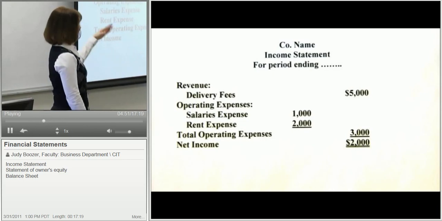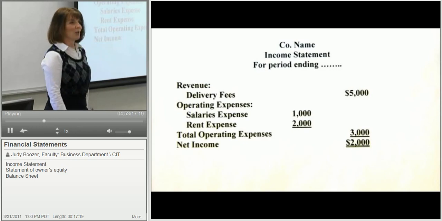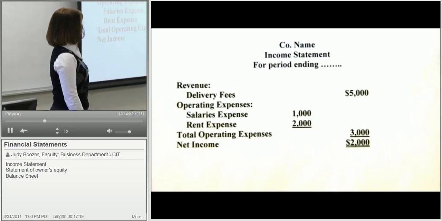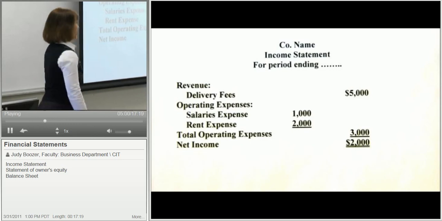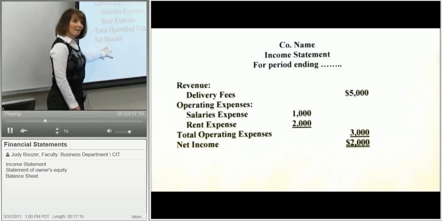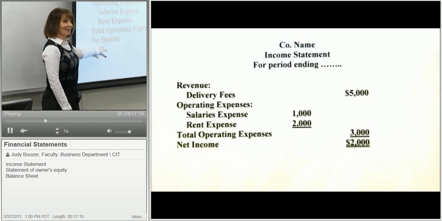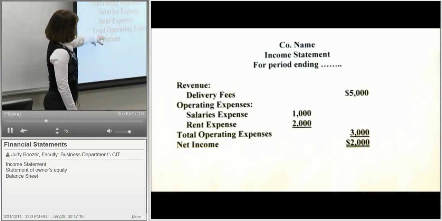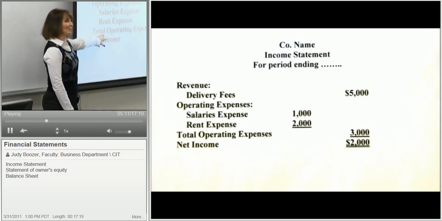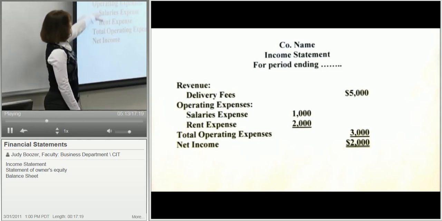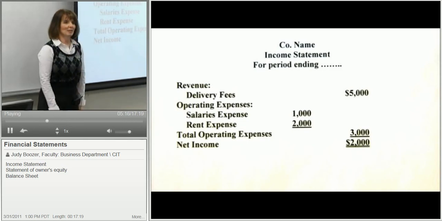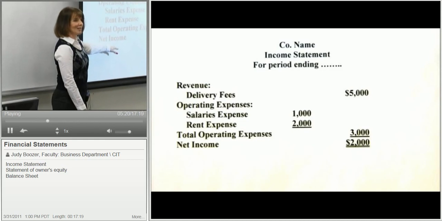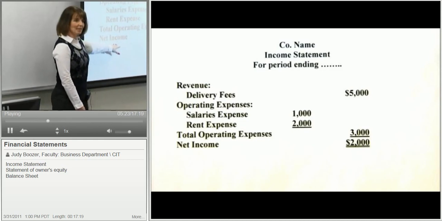Because you're going to do a computation. You're going to take the $3,000 in total operating expenses and subtract it from that delivery fees. And the end result is net income. What if that had been reversed? What if my total operating expenses had been $5,000 and my delivery fees had been $3,000? What would I say down here? Net loss.